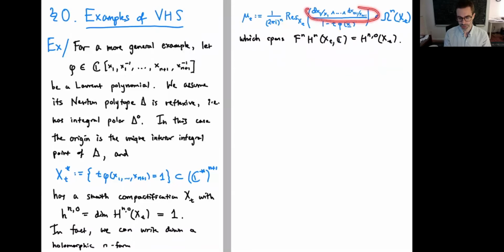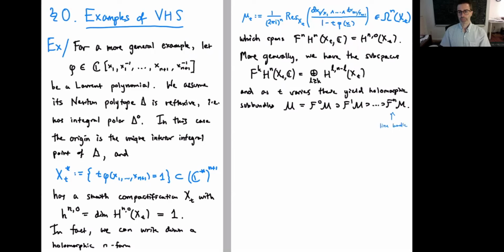You take the wedge of the d logs of the coordinates together, divide by 1 minus t phi, the equation of X_t, and then take the Poincaré residue. And that gives me a holomorphic n-form on X_t. That spans H^{n,0} of X_t. And more generally, we can consider the Hodge flag F^k H^n. And as t varies, the Hodge flag yields a flag of holomorphic subbundles of M, with the last one being the Hodge line bundle.